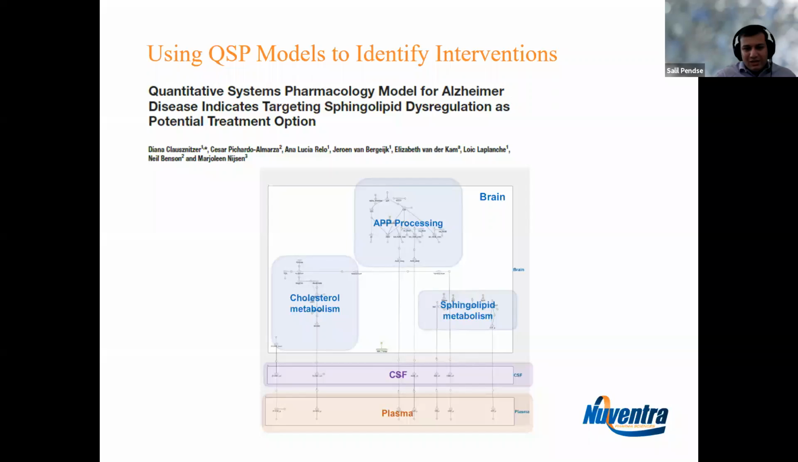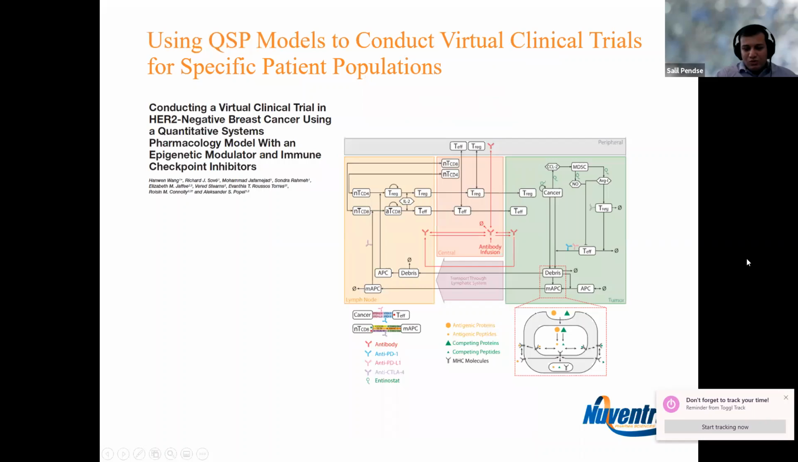The first one is a paper by Klausnitzer et al., and what they did was they used a QSP model to identify novel interventions for treating Alzheimer's disease. They combined their QSP model, which is the brain and the CSF model that you see up there, with their PK model, which was the plasma model that allowed them to then actually deliver their drug to the brain, and then perturb the system to come up with a place where a novel treatment option can be used to target sphingolipid dysregulation. And to ground truth the model, there are other interventions out there that look into cholesterol biosynthesis and APP processing, and they used those to validate their existing QSP model.